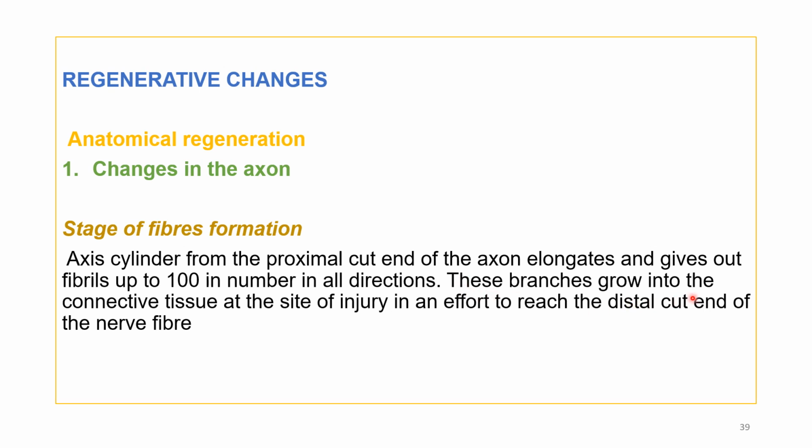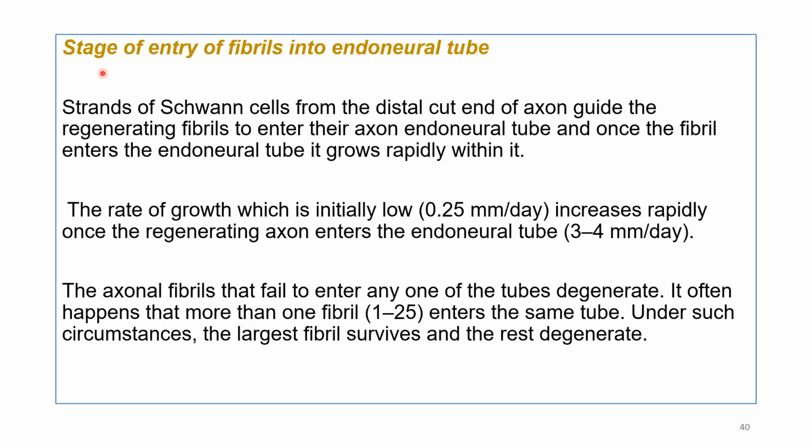These branches will grow into the connective tissue at the site of injury in an effort to reach the distal cut end of the nerve fiber. So, the axis cylinder which is proximal to the cut end of injury will send more than 100 fibrils, and these will go in all directions. Now, this fibril should enter into the endoneurial tube. How will it enter? The strands of Schwann cells from the distal cut end of the axon guide the regenerating fibrils to enter their endoneurial tube.